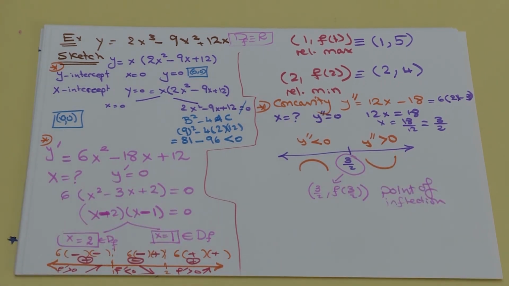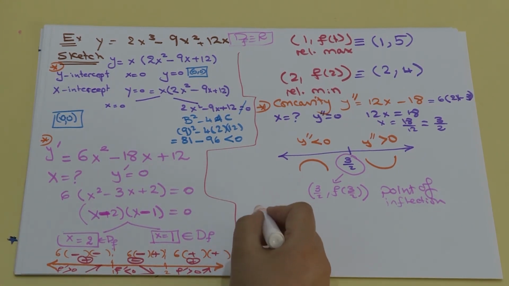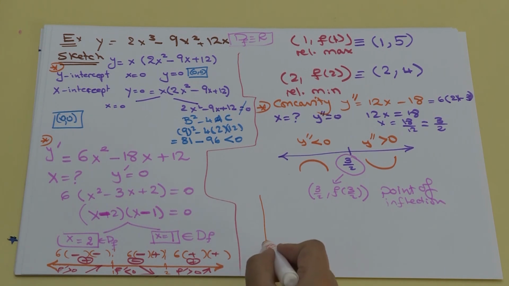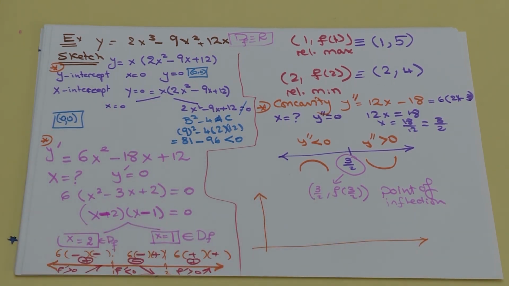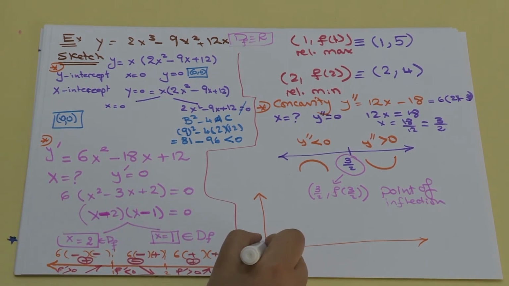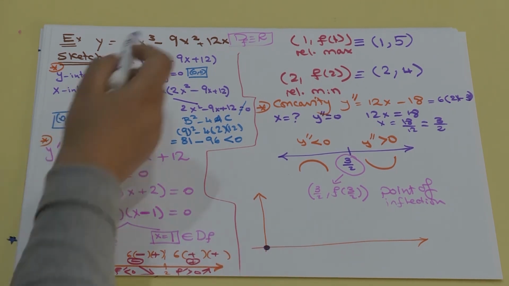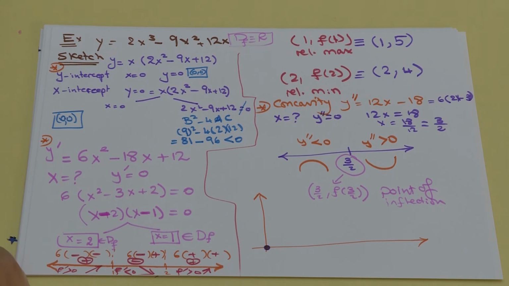Next, we take everything and try to sketch it. I will put this as the x-axis and the y-axis, and I'll try to sketch in this small place. As we've seen earlier, we first put the points which are intercepts. The intercepts are 0 and 0. Next step, at the point 1, what do we have? And at the point 2, what do we have?